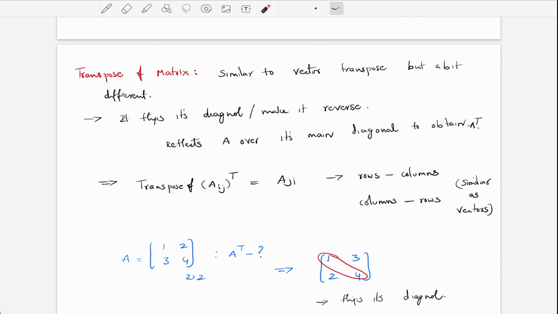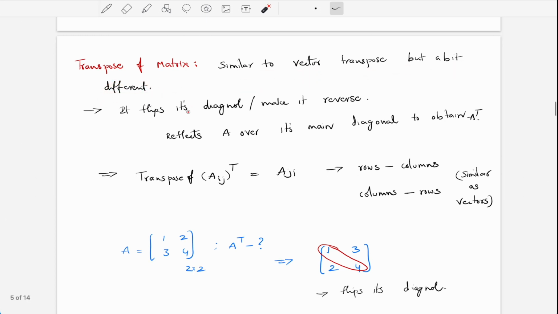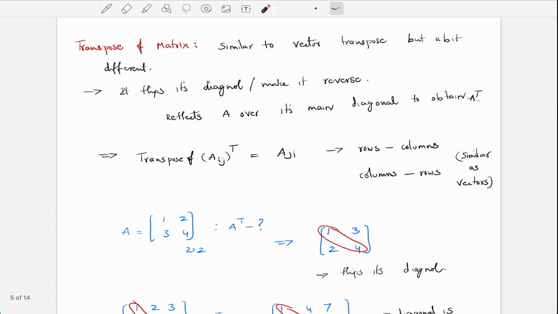So what do you mean by transpose? As I said in our previous lectures, it just flips the body from one end to the other. It's similar to the vector transpose, but a little bit different. In a vector we don't have any diagonals, but here we have a diagonal. So just flip its diagonal and make it reverse. So it reflects A over its diagonal to obtain the transpose.